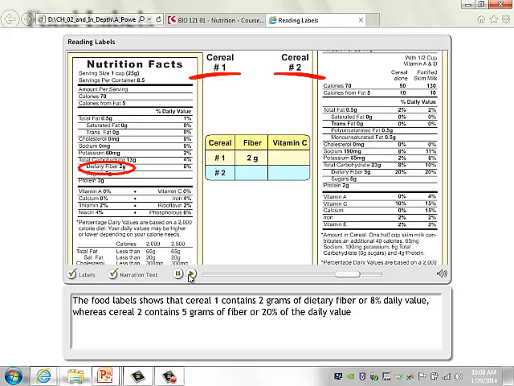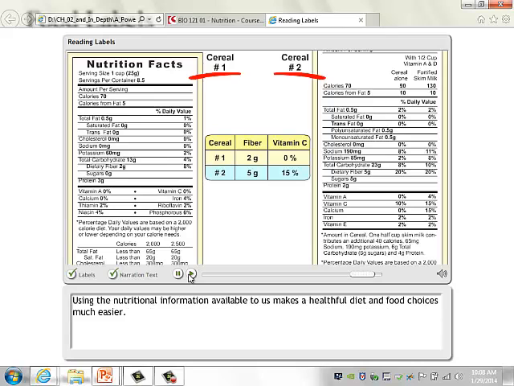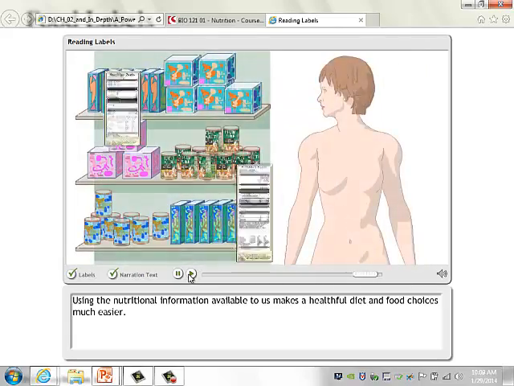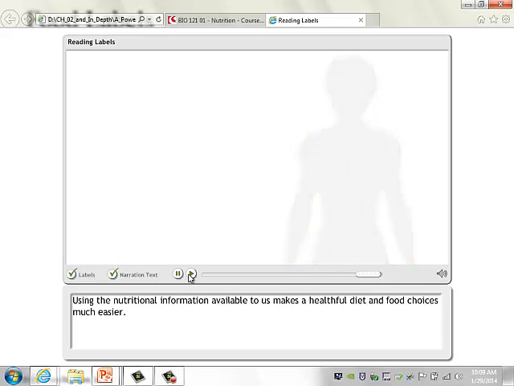The food labels show that Cereal 1 contains 2 grams of dietary fiber, or 8% daily value, whereas Cereal 2 contains 5 grams of fiber, or 20% of the daily value. Cereal 2 also contains 15% daily value for vitamin C per serving, whereas Cereal 1 contains no vitamin C. If we were only concerned about these two nutrients, Cereal 2 is the more nutritious choice. Using the nutritional information available to us makes a healthful diet and food choices much easier.